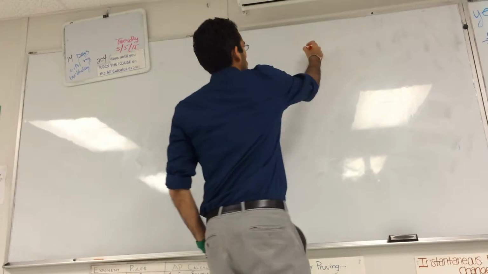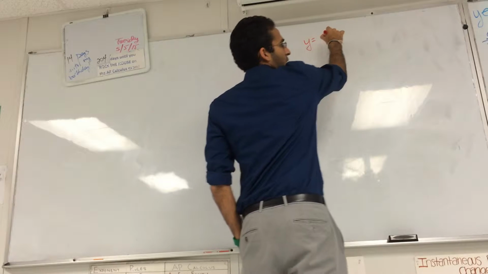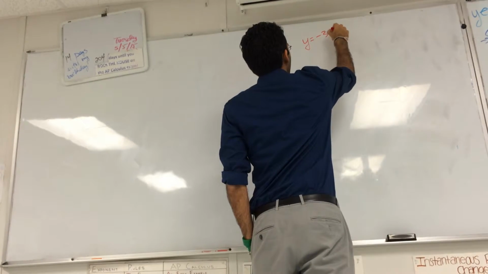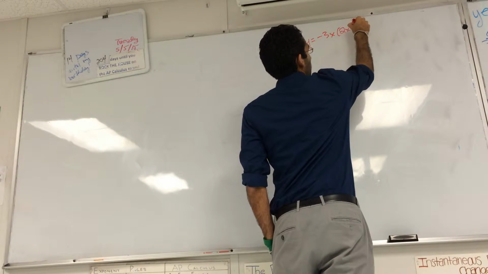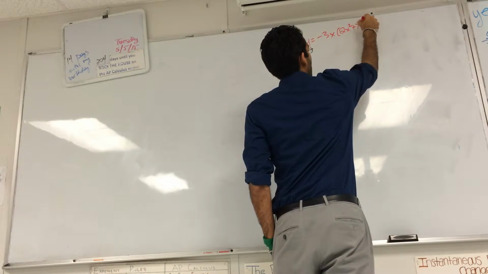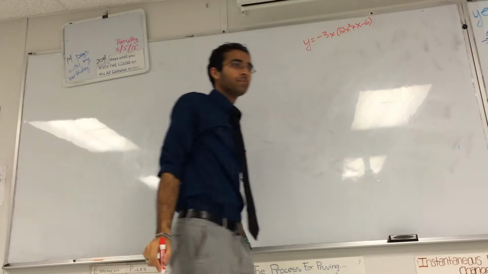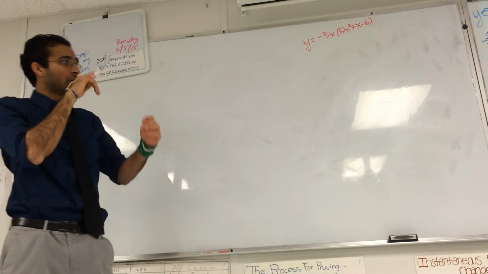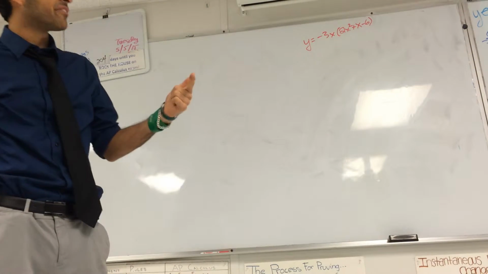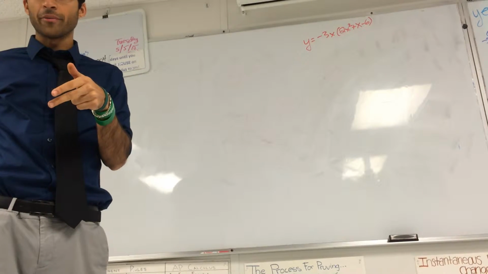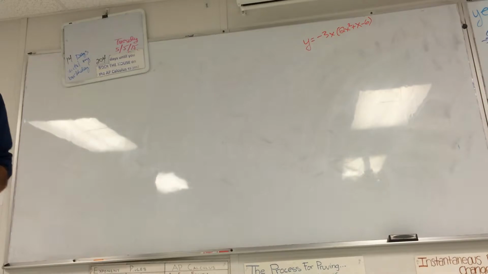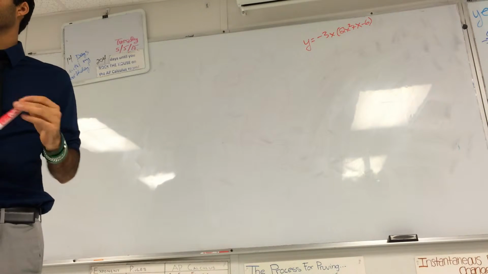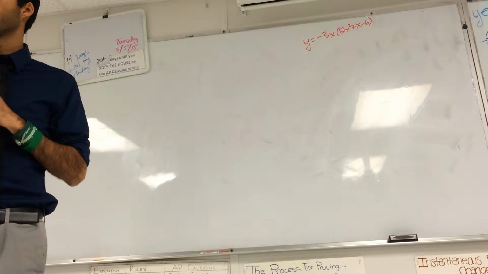So number one says y equals negative 3x times 2x squared plus x minus 6. And the goal is to graph this, identify the roots, and the end behavior. So we're sketching, and I want to make this very clear: do not try to graph this perfectly. We're just sketching. Okay, we're just sketching.